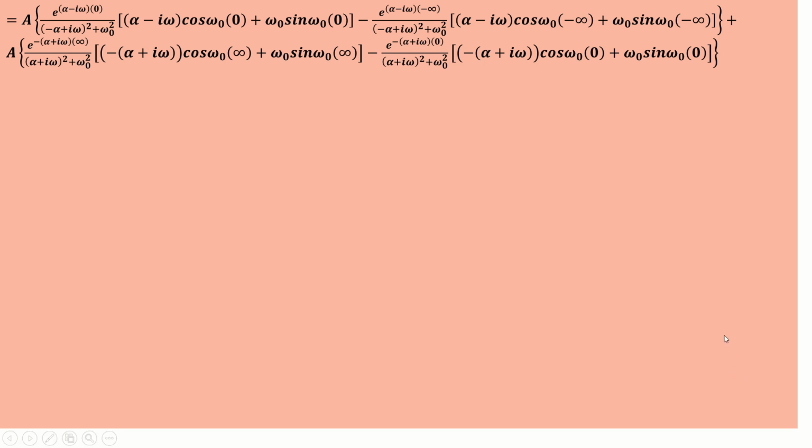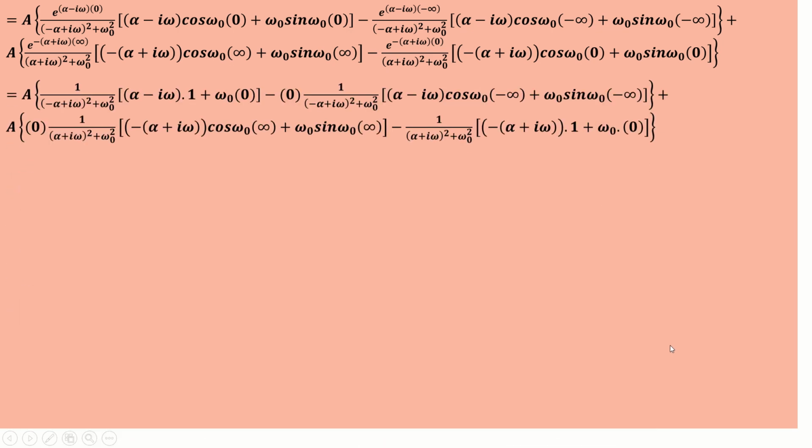So you will get this expansion. We know cos 0 is 1, e power 0 is 1, and e power minus infinity is 0. So we are substituting those values.